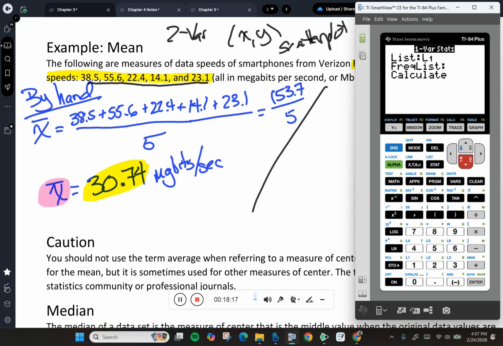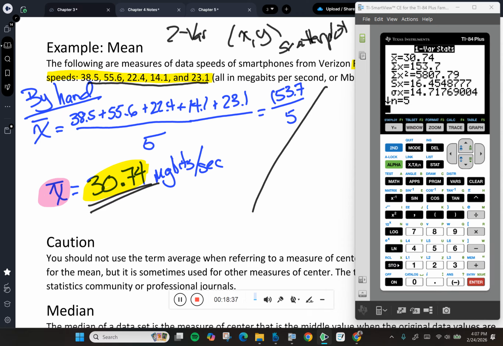Frequency list. I don't have one of those. My data is not a frequency distribution. My data is just data, so I'll leave that blank. I'll go down and say, please calculate it for me. And it runs, and look what it gets for that first option right there. It tells me that X bar, the sample mean, is 30.74, which is the exact same value we got.